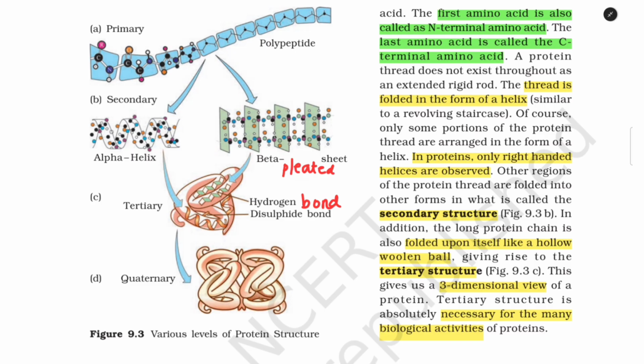In addition, the long protein chain is also folded upon itself like a hollow woolen ball, giving rise to the tertiary structure, figure 9.3c. This gives us a three-dimensional view of a protein. Tertiary structure is absolutely necessary for the many biological activities of proteins.